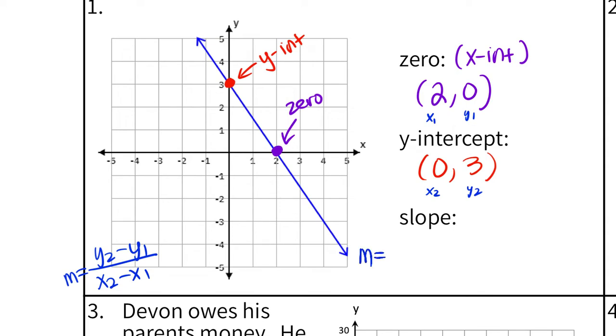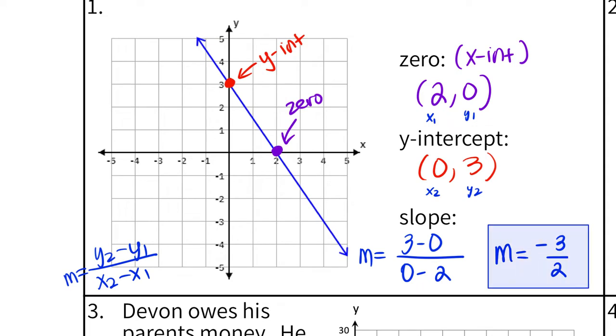So m would equal, on the top, I need to subtract the y values. So that'll be 3 minus 0. And on the bottom, I need to subtract the x values. So 0 minus 2. And if you put this into the calculator, you should get negative 3 over 2. Okay, so that's all 3 of the attributes that they asked us to find.